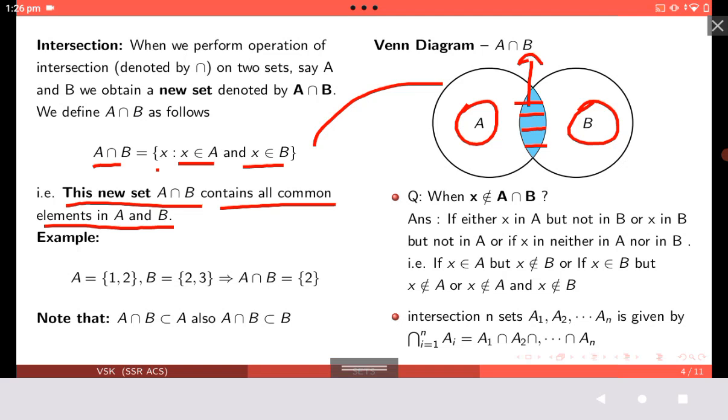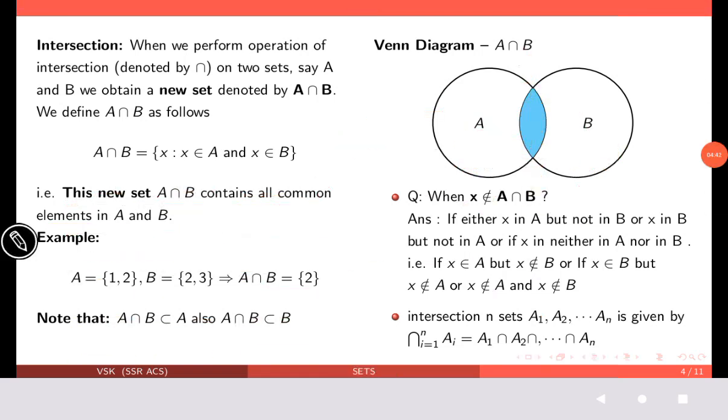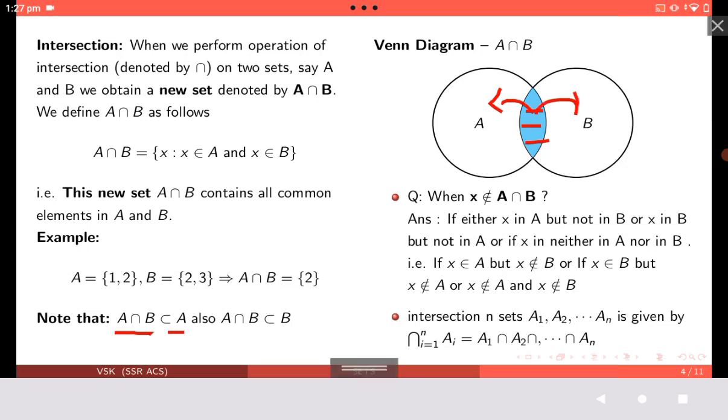For example, let us take A is equal to {1, 2}, B is equal to {2, 3}. So what is the common element? The common element is 2. So A intersection B is {2}. Now note that this common set, that is A intersection B, is in A also and it is in B also. So we can say that A intersection B is a subset of A and A intersection B is a subset of B also.